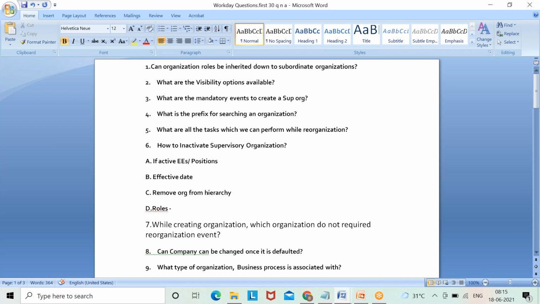While creating an organization, which organizations don't require a reorganization event?